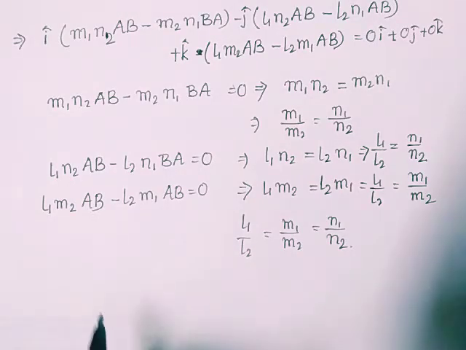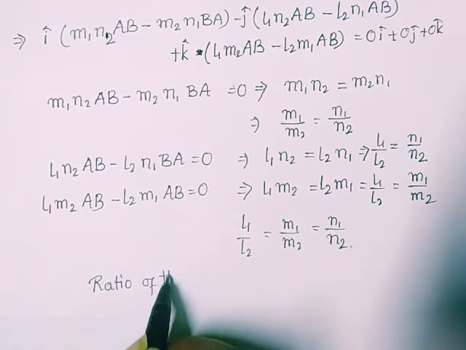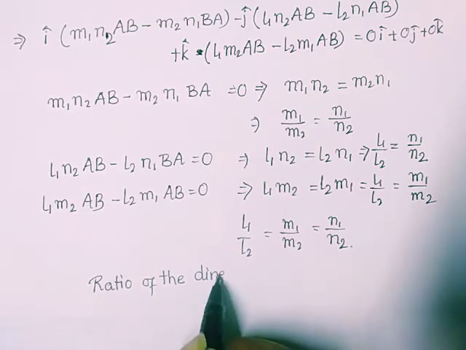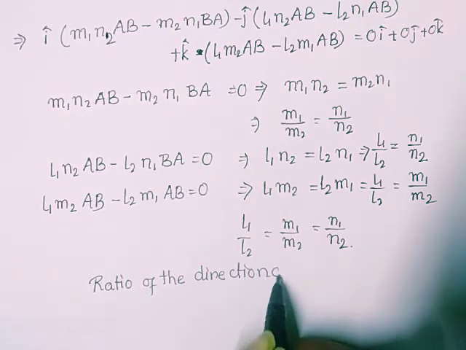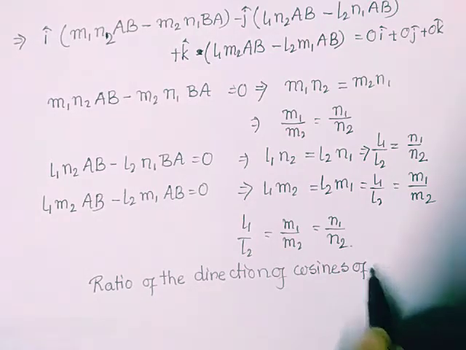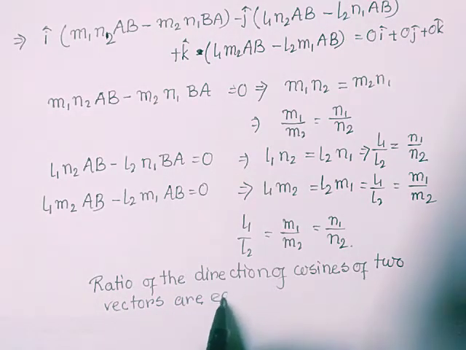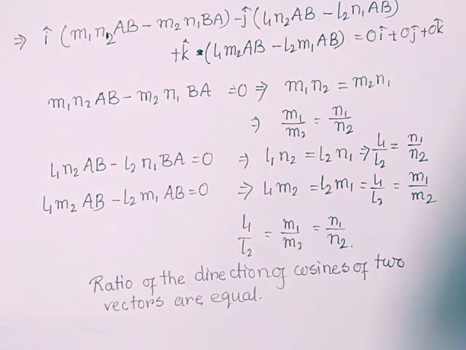So from it we can write the ratio of the direction cosines of two vectors are equal. Okay, so this is the thing. So we get two conditions. One is for the perpendicular and another is for the parallel.